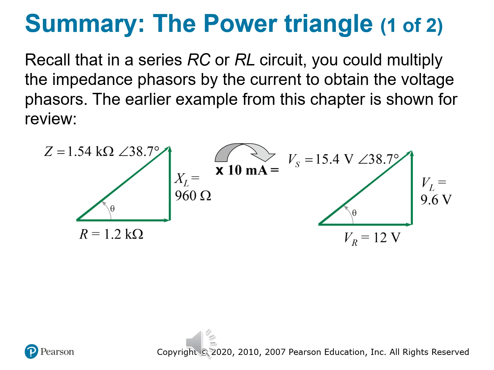Again, let's review real quick the example from earlier where we had that series RL circuit with R equal to 1.2 kiloohms, X sub L equal to 960 ohms, and Z equal to 1.54 kiloohms at an angle of 38.7 degrees. Then we multiplied by 10 milliamp RMS current, and this gave us V sub R at 12 volts, which was in phase with current, V sub L, which is 9.6 volts, leading by 90 degrees, and V sub S, which is 15.4 volts at an angle of 38.7 degrees.